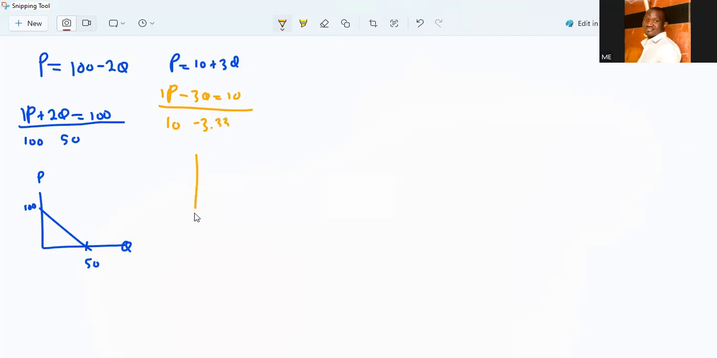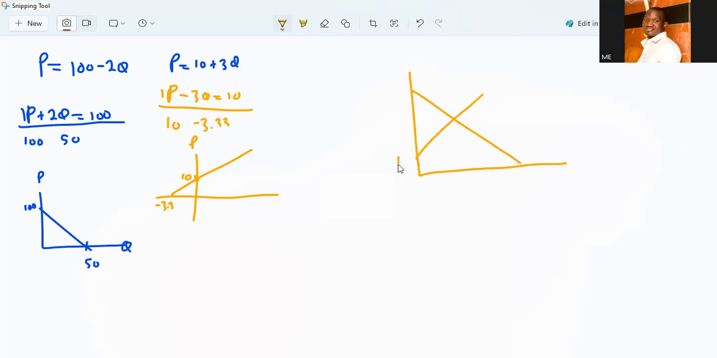So when you want to sketch this, 10 is here, on the p, put your dot, and negative 3.33 is here. So when you sketch this line, it will come here. So collectively, we're going to have the demand function here, the supply function starting from 10 there. We don't need the negative part. So the supply is starting at what? 10. The demand is downing at 100. And this is what? 50. And here we have the 0.